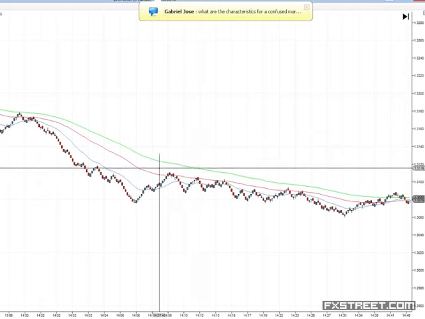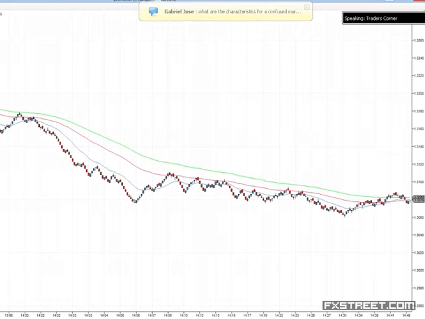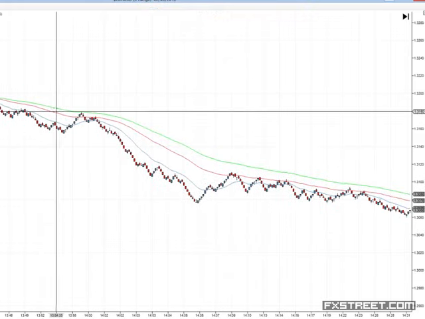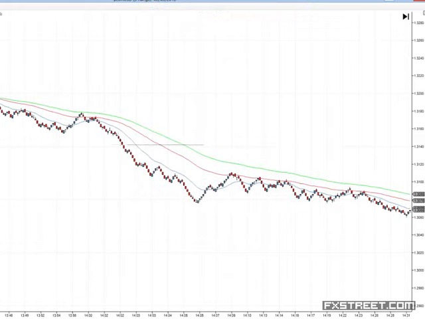What if you add fib levels from support and resistance? Yes, I mean that just goes to strengthen it. If you can add fib levels and support and resistance, that makes it that much better. Definitely.